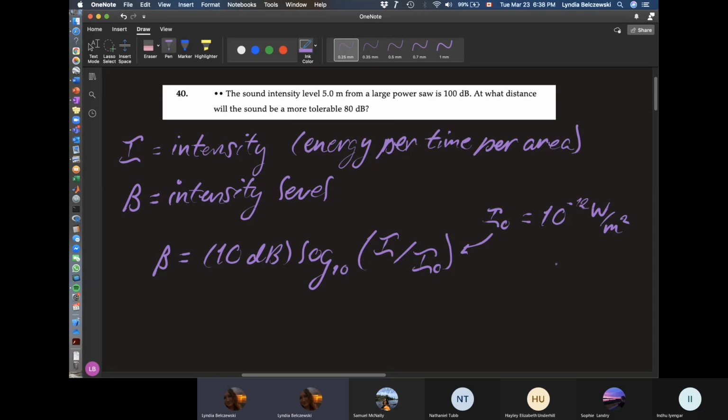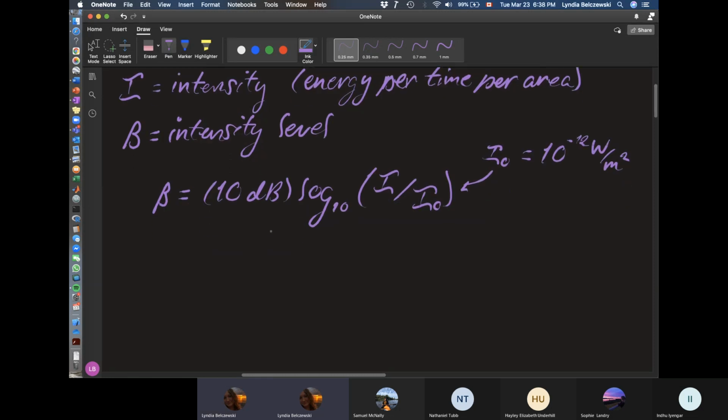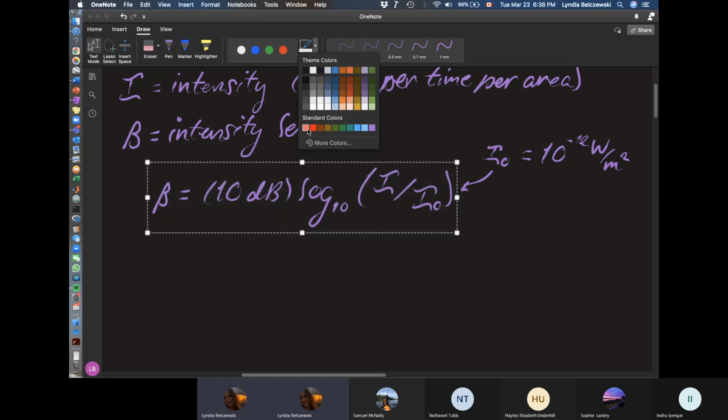So there's one more relation we have to introduce here, because so far we haven't really talked about a distance yet. We've just really defined the intensity and intensity level. But so here's our intensity level. Actually, let me get a different color so I don't lose track of it. We being me.